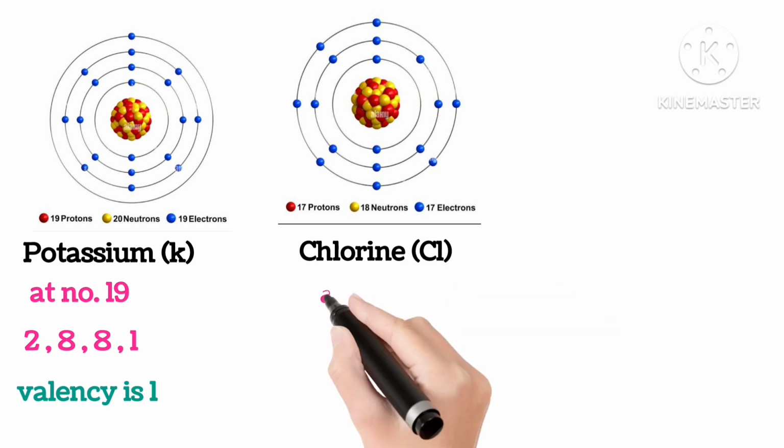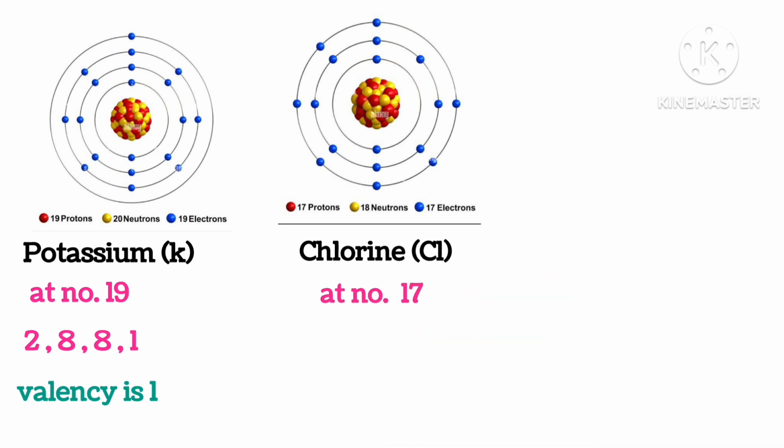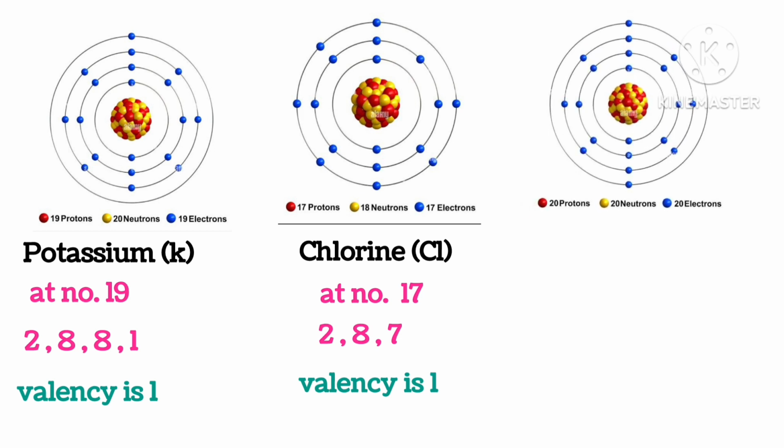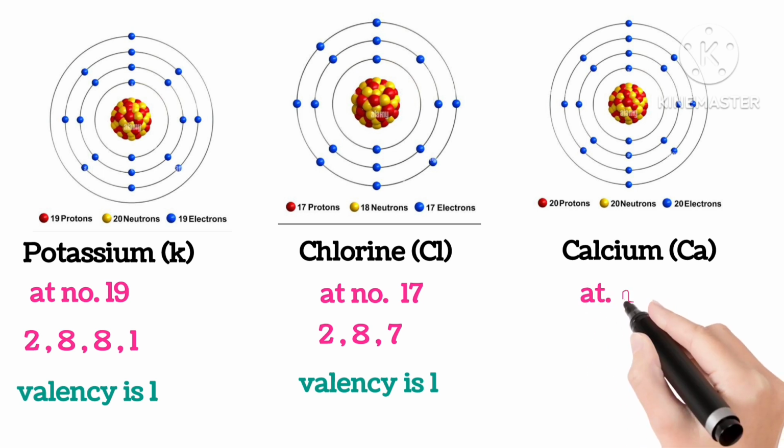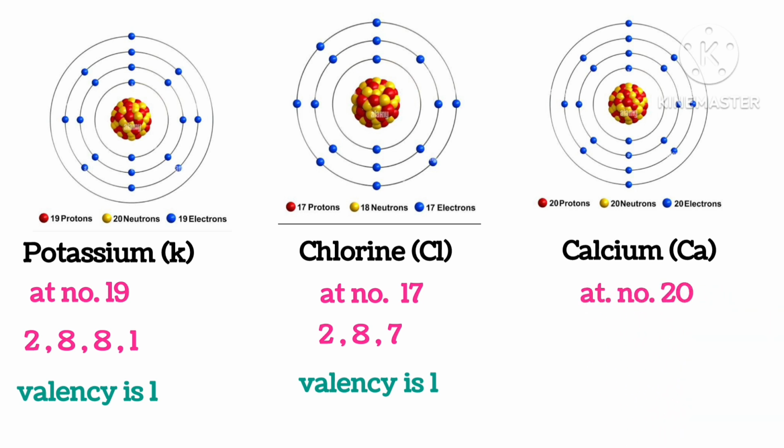Chlorine atom, atomic number 17, configuration is 2, 8, 7. It can take 1 electron and become stable, so valency is 1. Similarly, calcium atom, atomic number 20, configuration is 2, 8, 8, 2, can lose its 2 electrons and become stable, so the valency is 2.